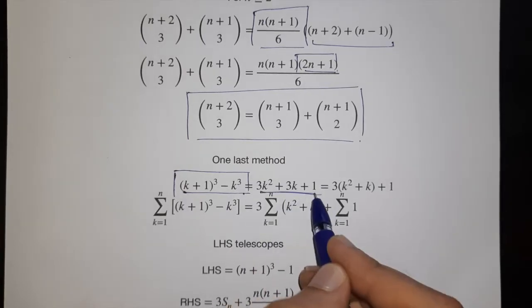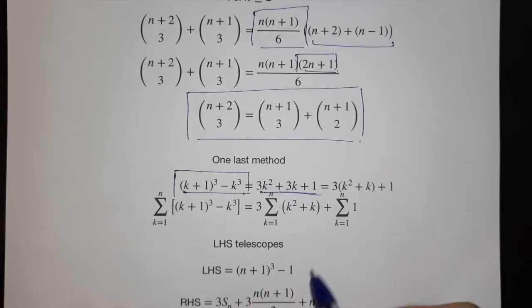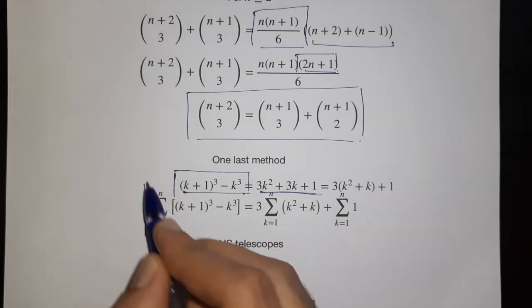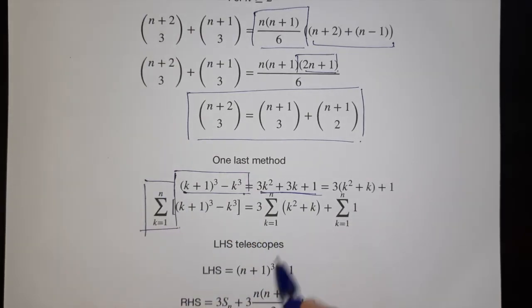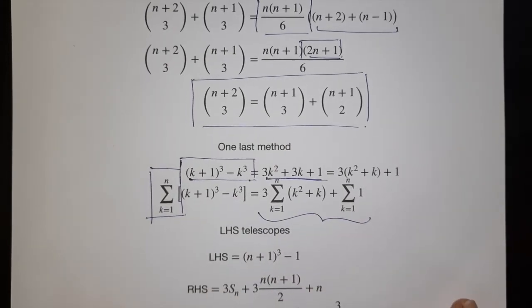Summing the left and right hand sides from 1 to n, we have the sum from 1 to n of k plus 1 cubed minus k cubed equals 3 into the sum from 1 to n of k squared plus k, plus the sum from 1 to n of 1. Now to our good fortune, the left hand side telescopes.